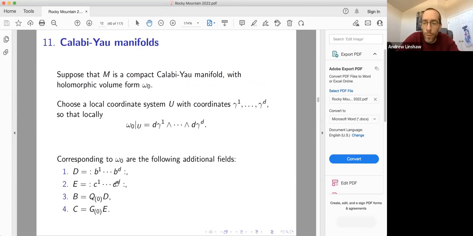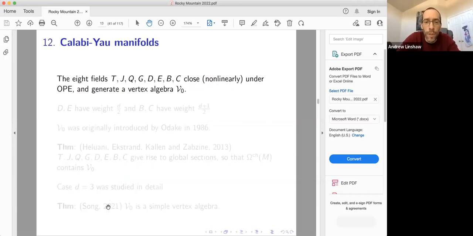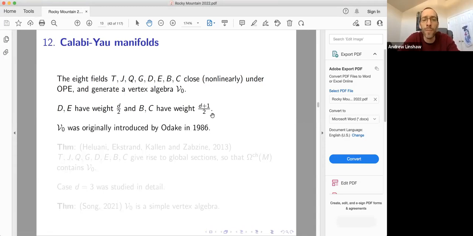So these are both conformal weight D over 2. And these things are 1/2 more than that. So these guys have weight D over 2. These two fields have weight (D+1)/2. And this is a vertex algebra that was originally studied by Odaki in the 80s.